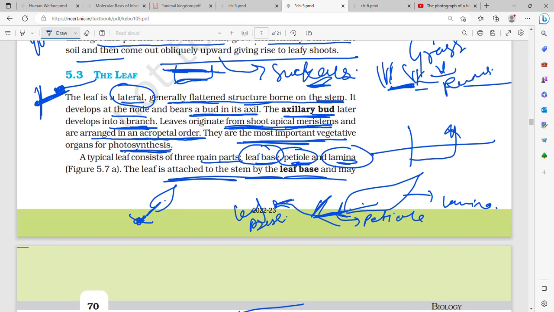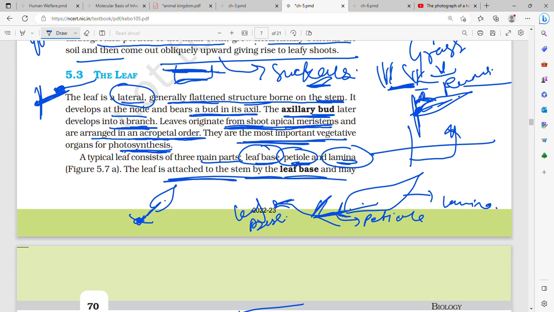Now leaf. Leaf is lateral and generally flattened. It is flat, and it is borne on the stem. It develops from the node. So in the stem, from the node the leaf develops, and it bears a bud in its axil. This axillary bud later develops into a branch.